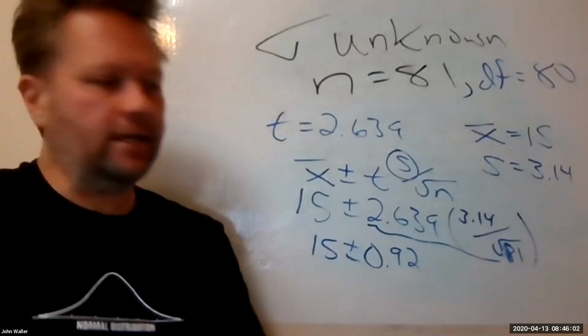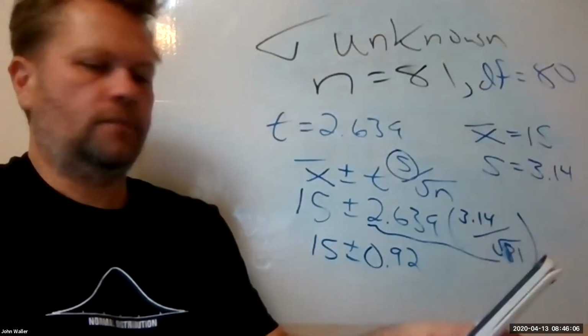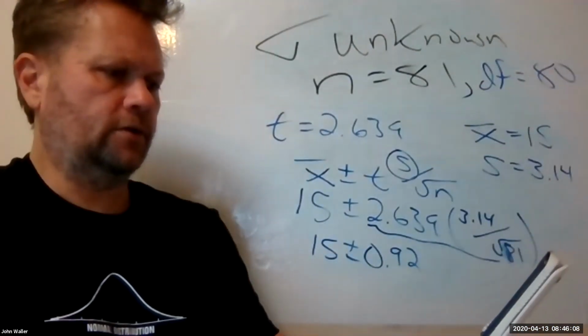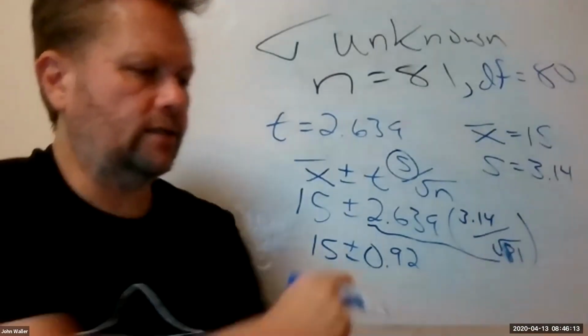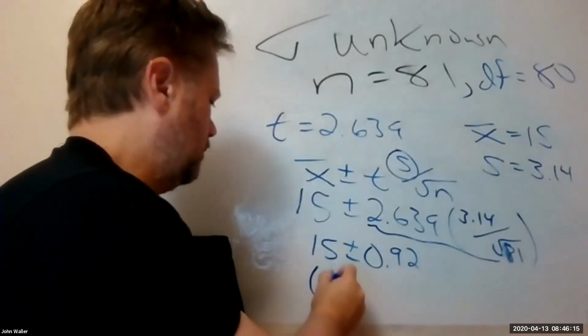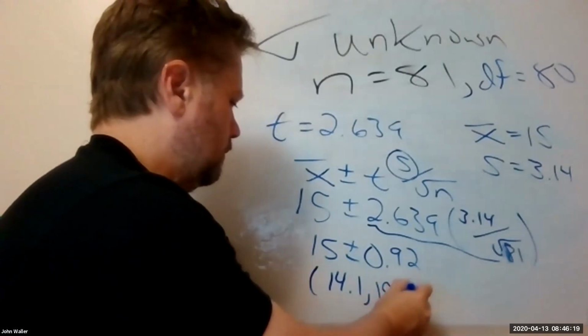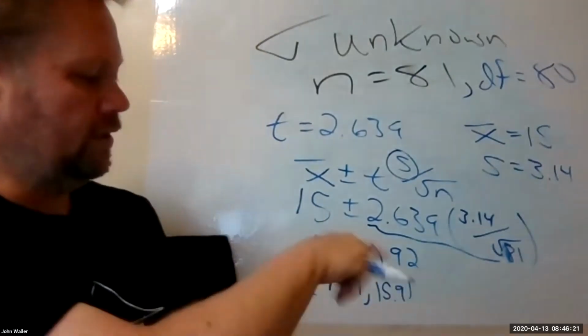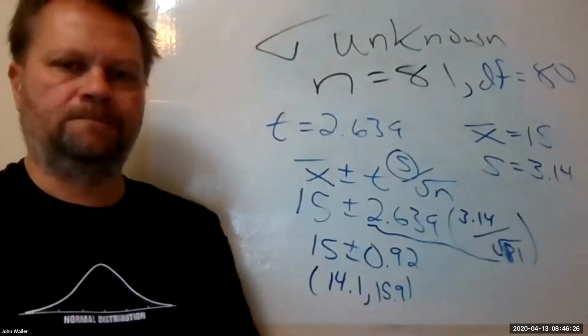I said 0.89, I can live with that. That's pretty good. So then, I don't see anybody asking any questions. So everybody understands what I'm doing. If I do this and this, subtract it and add it, I get 14.1 up to 15.9. Technically, you can make it 14 to 16, make them whole numbers, but just show a little bit.